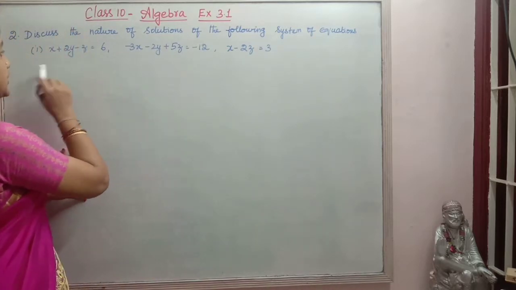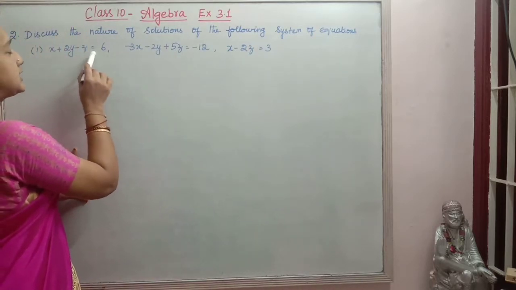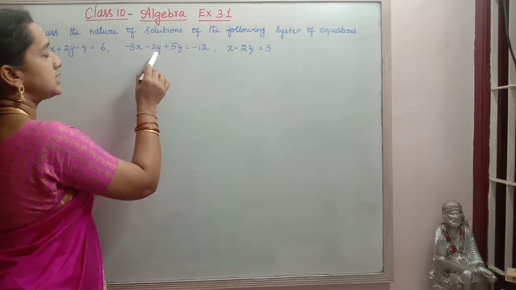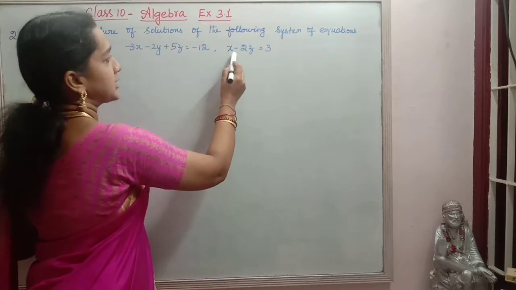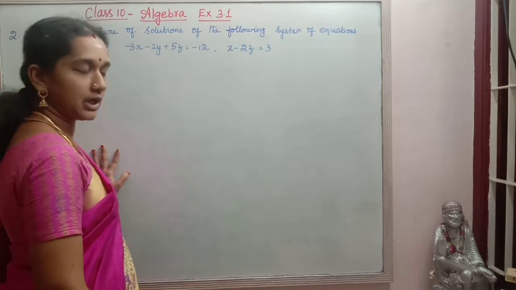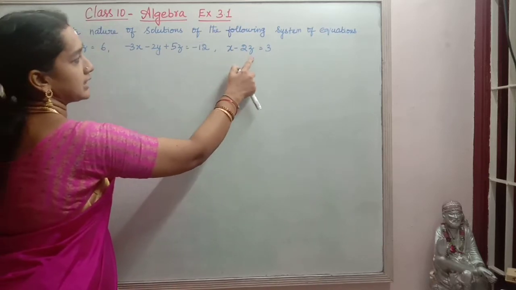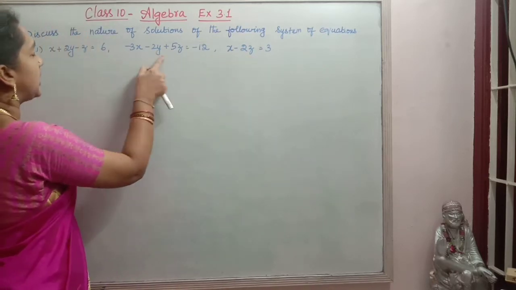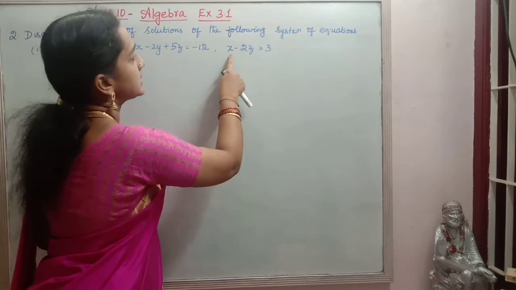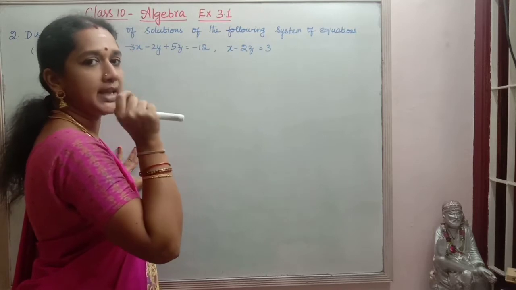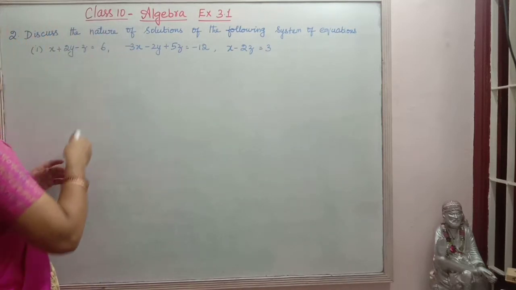Okay. So first one is x plus 2y minus z is equal to 6. Minus 3x minus 2y plus 5z is equal to minus 12. Then x minus 2z is equal to 3. Since we are having x and z here, we will simplify these to make an equation with x and z. So y has to be cancelled.